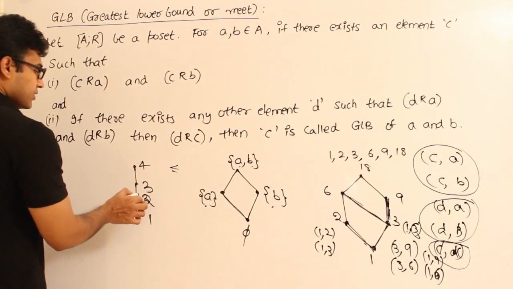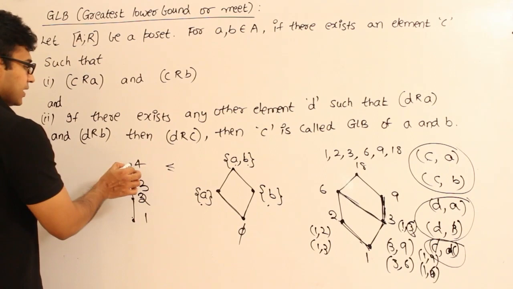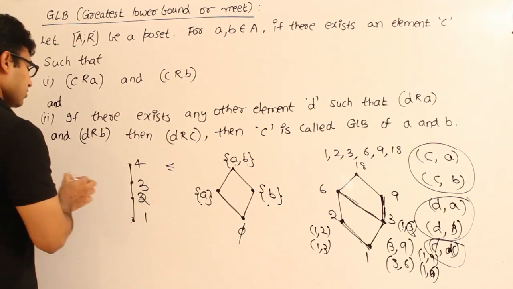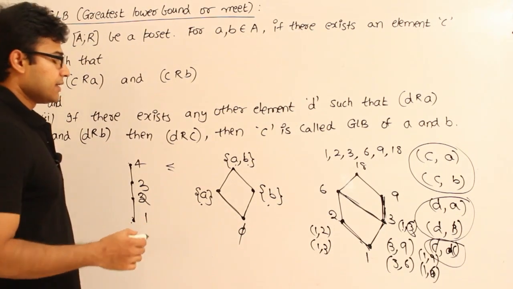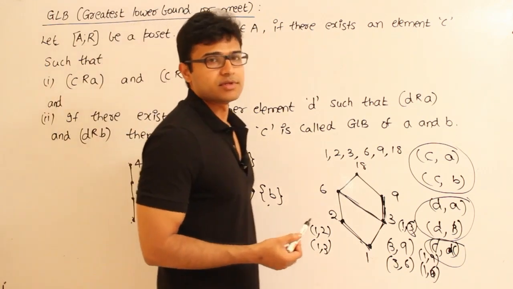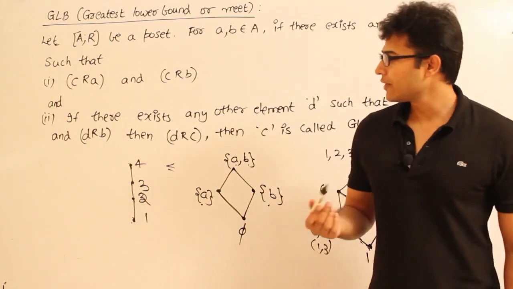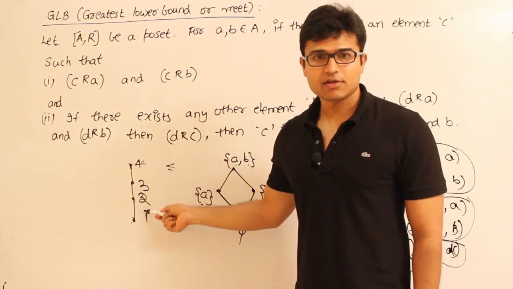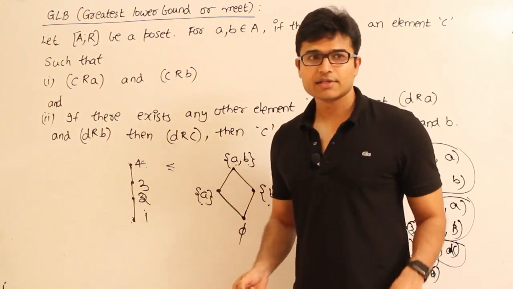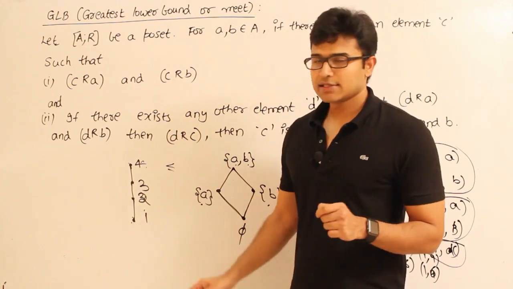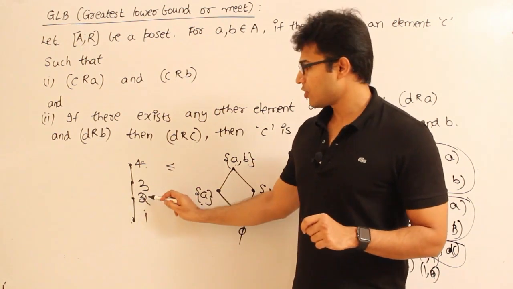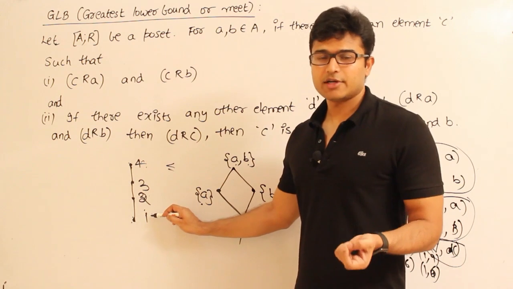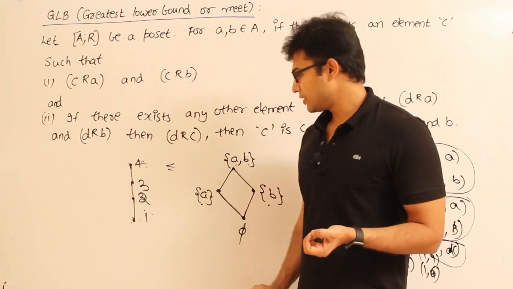Right? And here also the greatest lower bound is 2. And if you take 4 comma 1, the greatest lower bound is 1. These are the standard examples I am taking. One other way of finding the greatest lower bound, in case you are talking about less than or equal to, is that it is nothing but the element which is least. For example, if you are talking about 2 and 1, the least element among these two is 1. That is why 1 is the greatest lower bound.